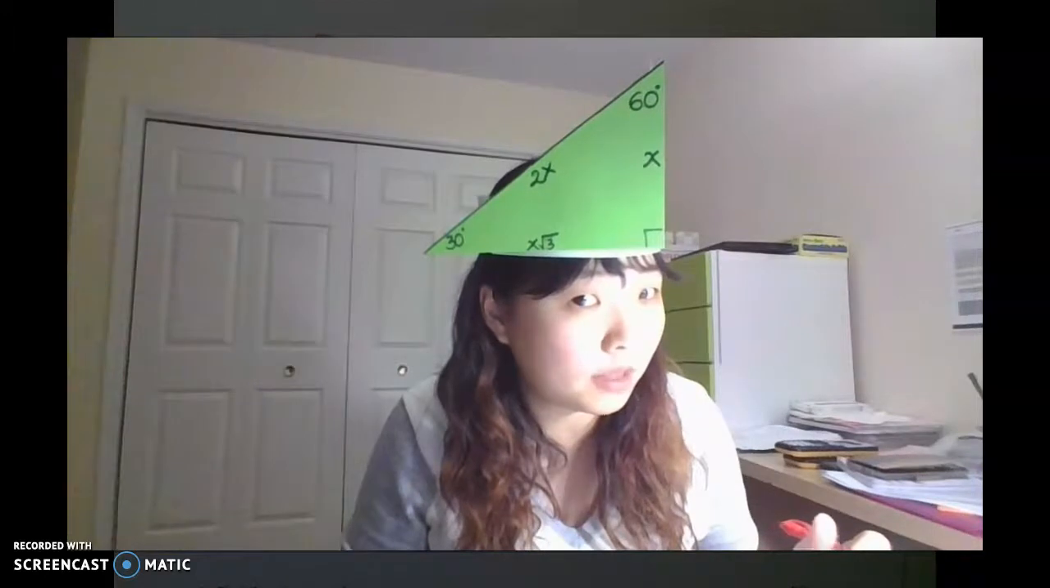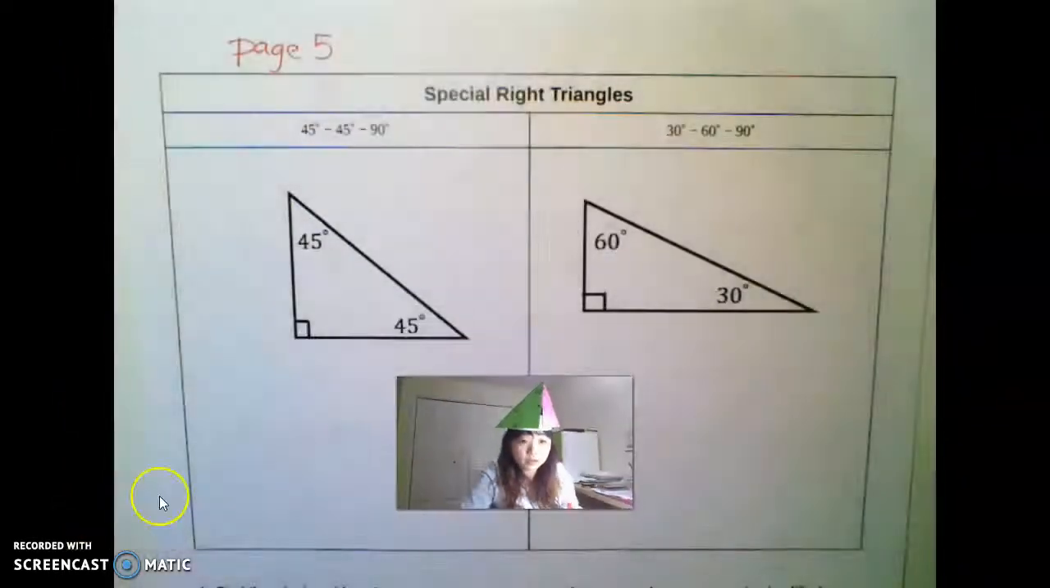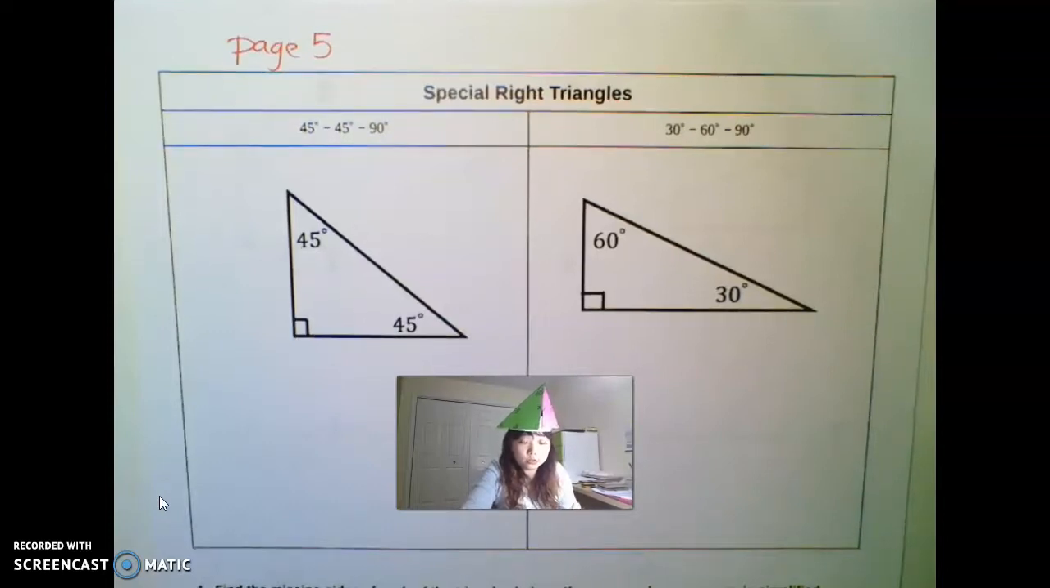So look here, we have 2 special ones. Here's the one where it's 30, 60, 90. And then here's the other one, 45, 45, 90. So we are going to talk about these 2 triangles. The only 2 types of triangle you're going to see are these 2. The reason why we're talking about these is because there's a special ratio.